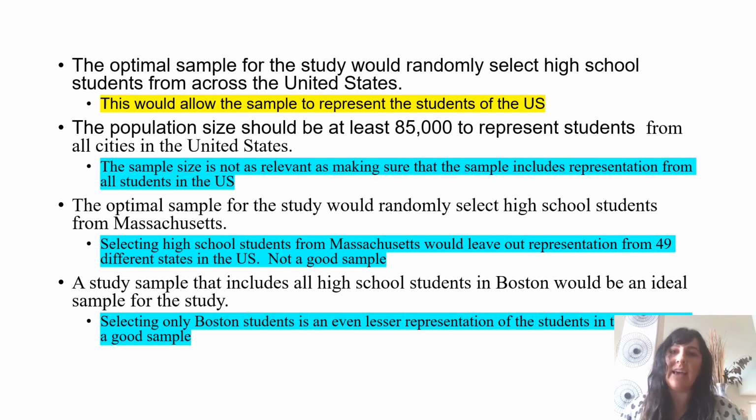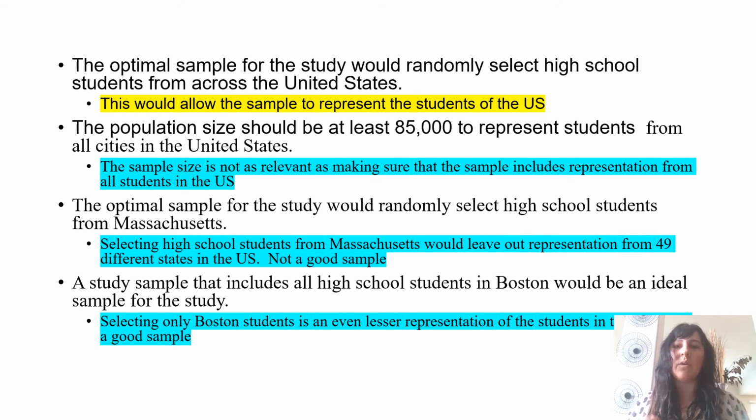Let's look at all the answer options that we had. First of all, this was the correct answer: the optimal sample for the study would randomly select high school students from across the United States. Randomly select, just at random, high school students from all over the United States. That sounds like a really good representation of the United States, just taking a little bit of everyone from all over the place.